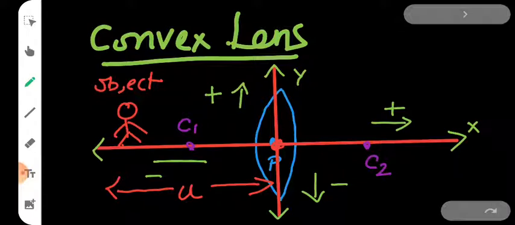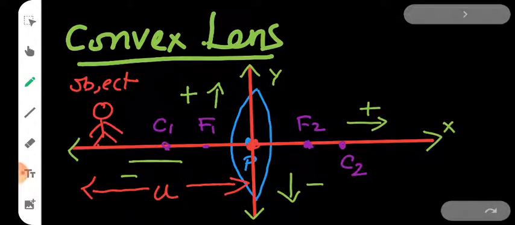And light rays traveling parallel to each other and parallel to the principal axis. Listen to me carefully. Light rays traveling parallel to each other and parallel to the principal axis converge on a point on the principal axis and we call it the focus. On this side I call it F2, on this side I call it F1. F1 and F2 are actually the focuses of this lens.